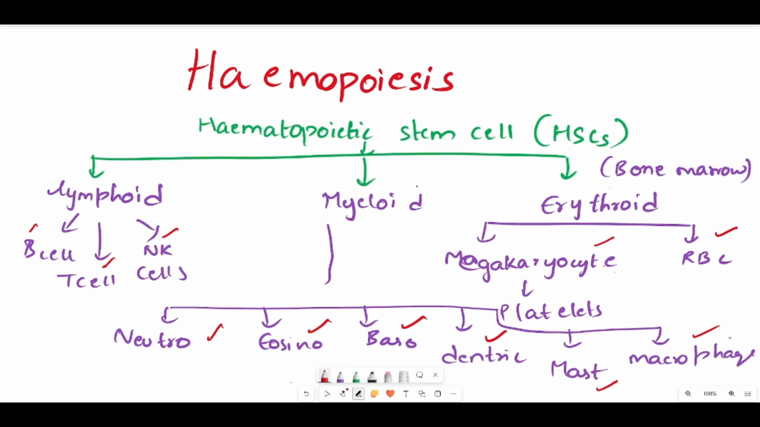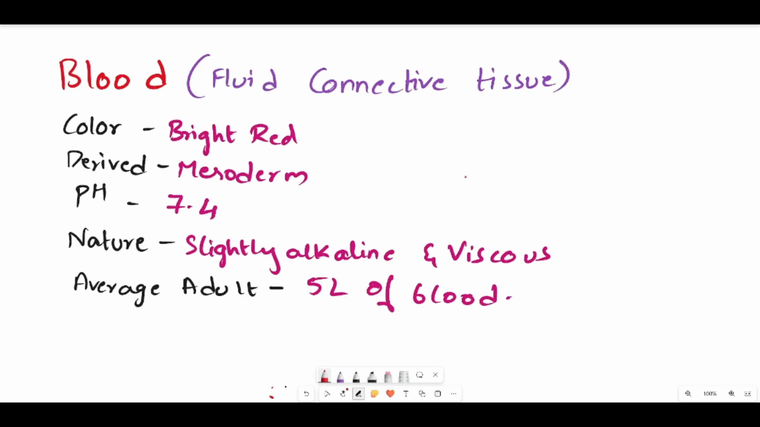Now let's get into the blood composition. So before knowing the blood composition, let us know its properties. First thing is it is a fluid connective tissue and it is having a bright red color. It is mainly derived from the mesoderm and it is having a pH of 7.4. Coming to its nature, it is slightly alkaline and viscous in nature. And an average adult will be having 5 liters of blood in his body.